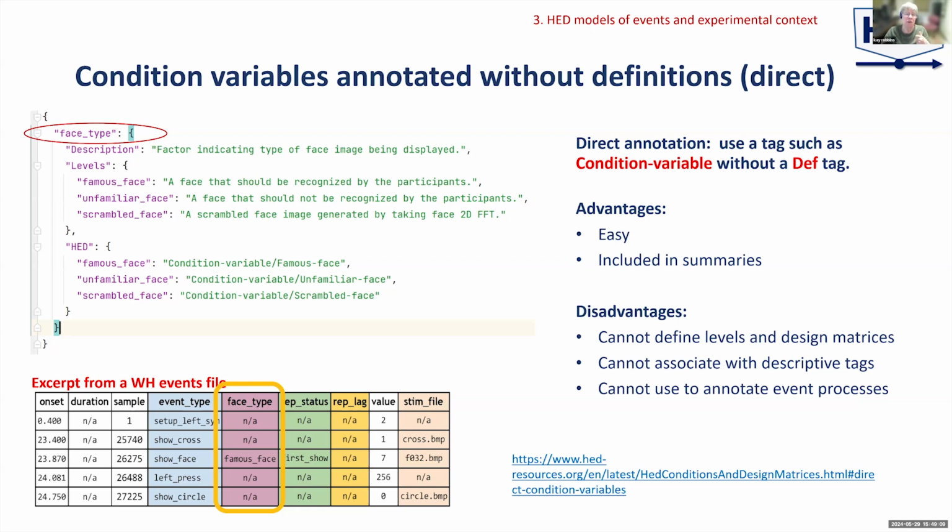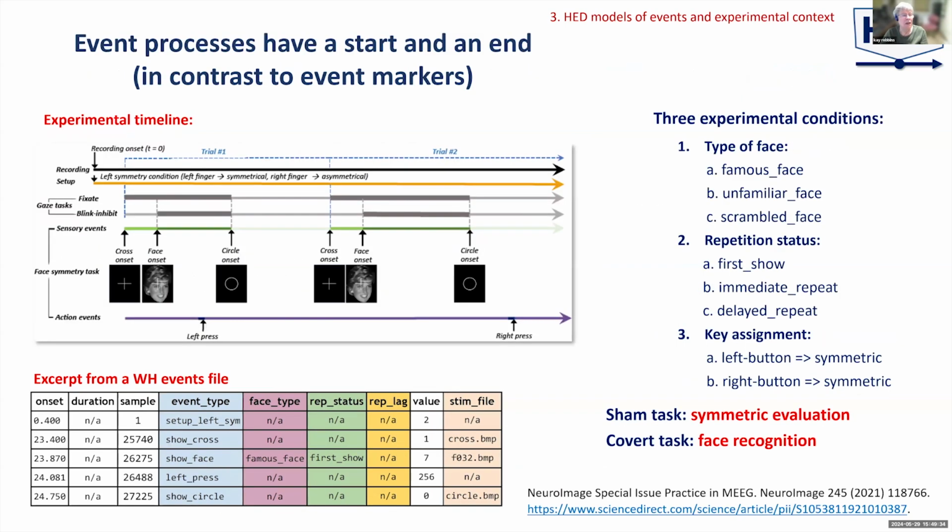It's easy and it's included in the summaries. But one of the problems with easy is there's no free lunch, and you don't get levels and design matrices out of that. And there are some other things, you can't use the full features of HED if you just do direct annotations. So, of course, there are other ways to do that.